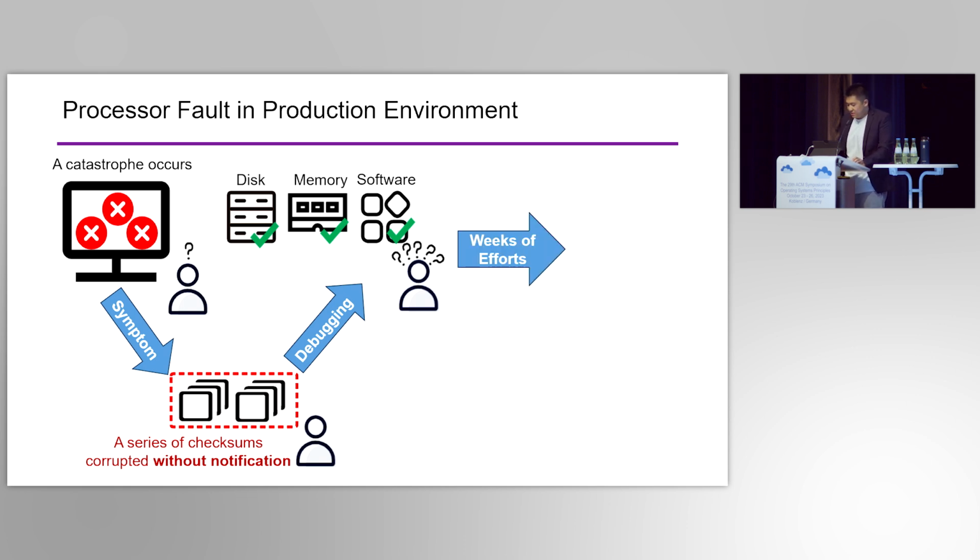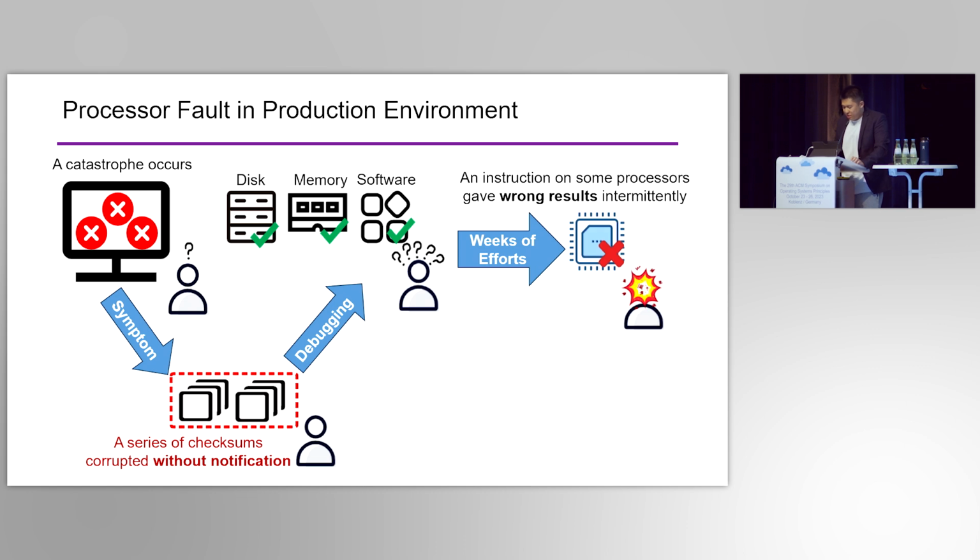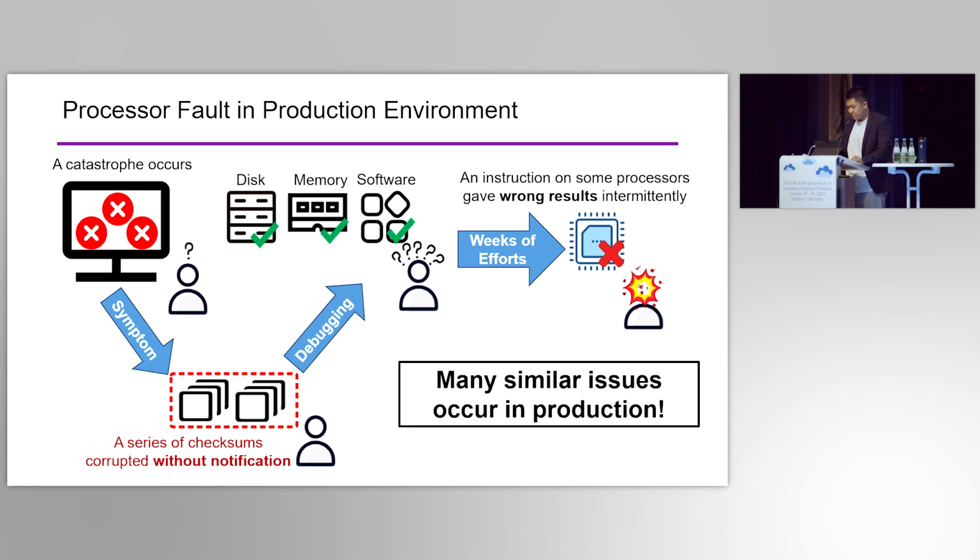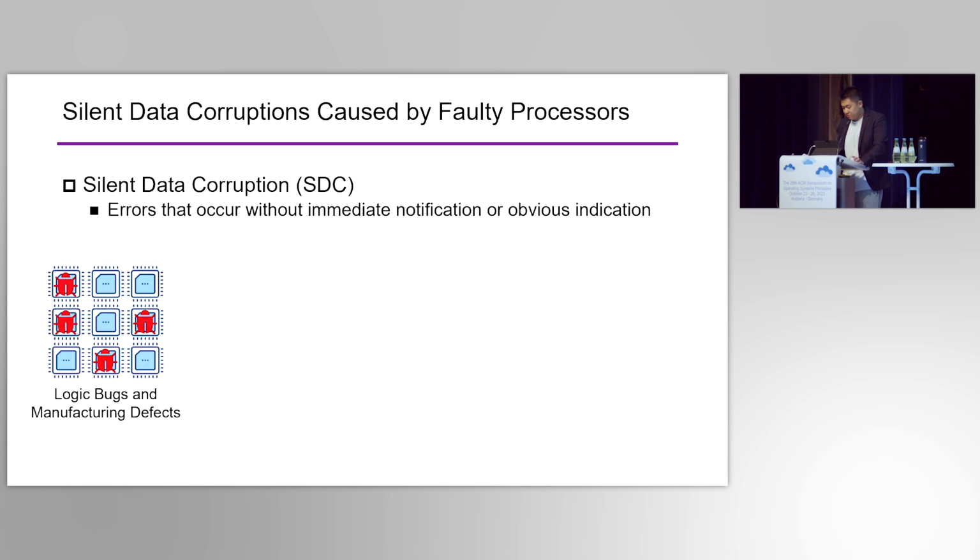And after a several-week-long tedious fault tracing work, like analyzing system logs, we finally identified the root cause. Some processors in our system miscalculated the checksum intermittently. And this is just a case. Similar issues continuously occur in the production.